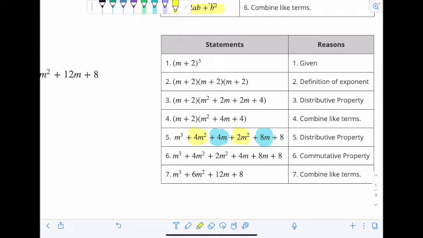So basically they just take the m squareds and put them side by side, and then the m's side by side, before actually combining them. So after that, we bring down the m cubed, we combine the 4m squared and 2m squared into 6m squared, you just add the coefficients, and then 4m and 8m is 12m, and then bring down the plus 8 as well. So altogether, m to the third power plus 6m squared plus 12m plus 8.